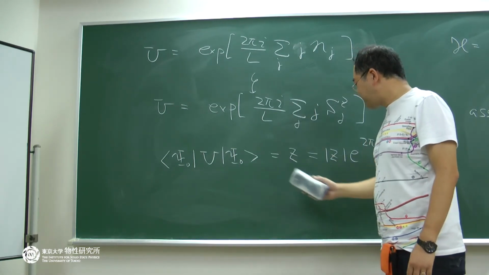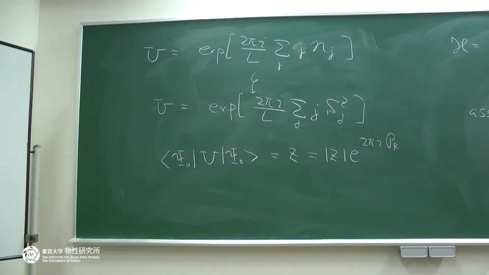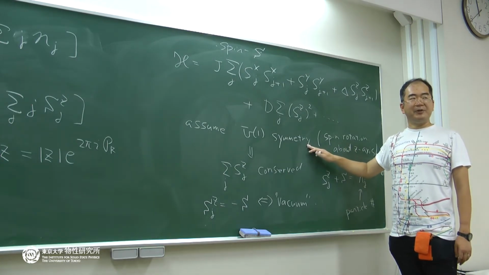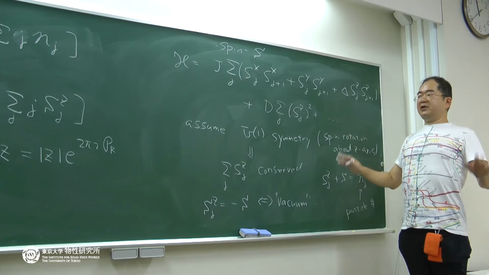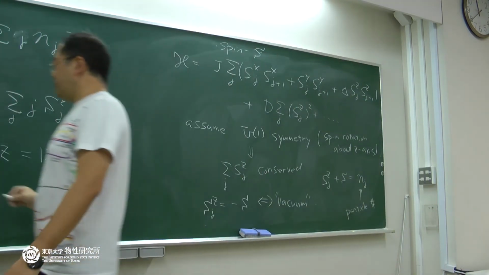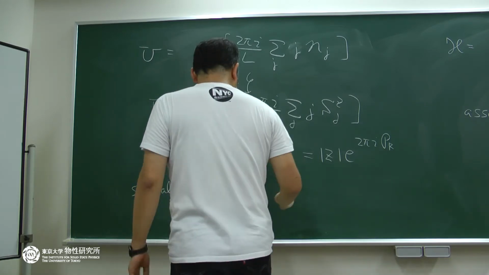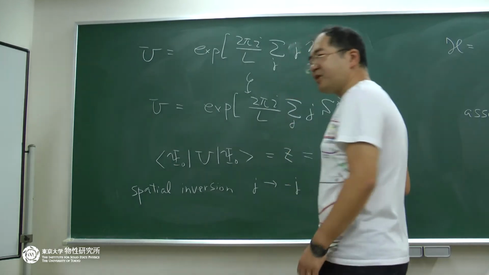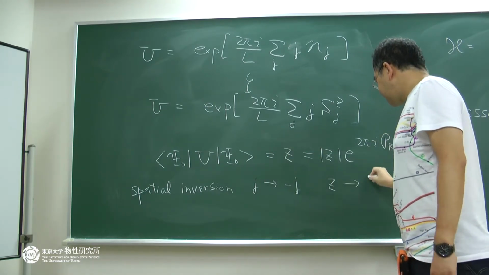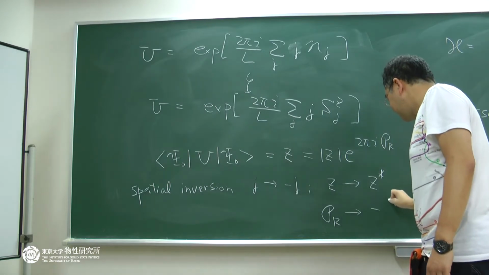Nakamura-san and Todo-san didn't mention polarization, but they were basically looking at the same object. We already discussed that in addition to this U(1) symmetry, we can also require several other symmetries. One possible symmetry is the spatial inversion symmetry. Spatial inversion sends j to minus j, modulo L, which sends z to z star, which sends P_R to minus P_R.